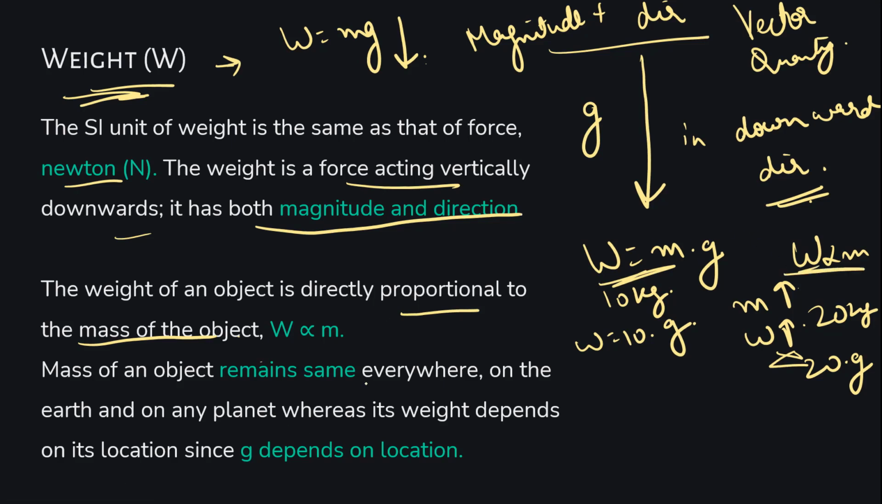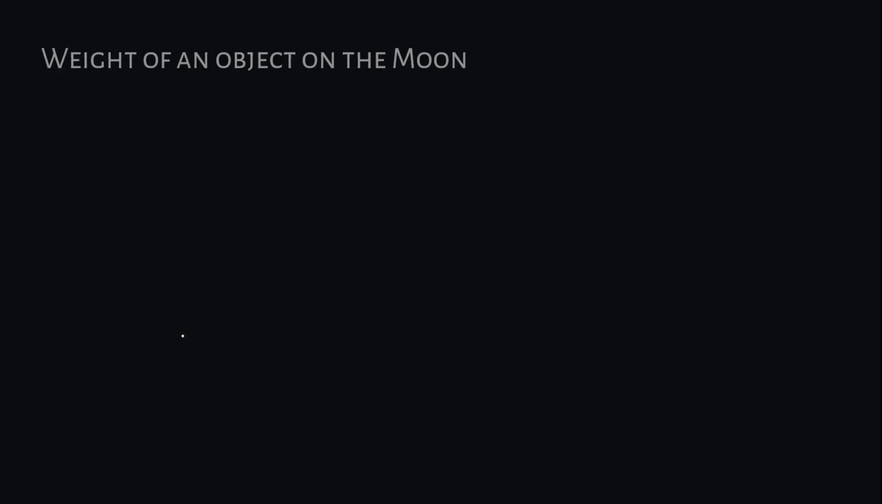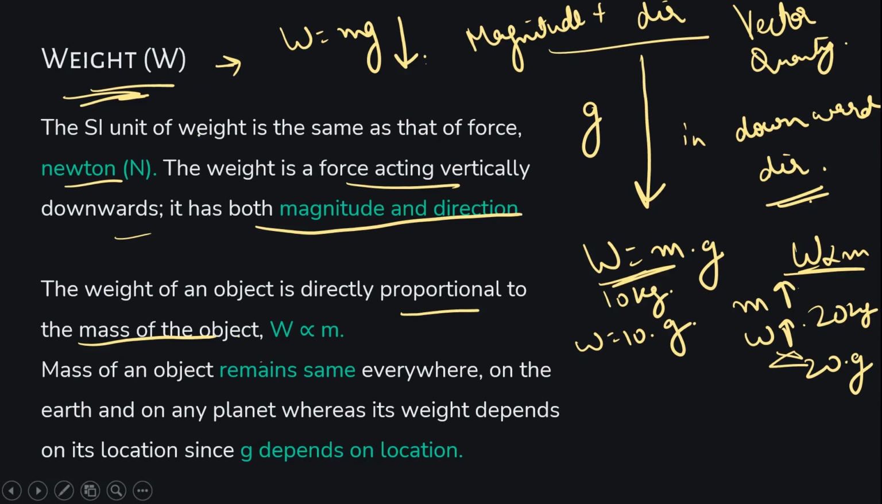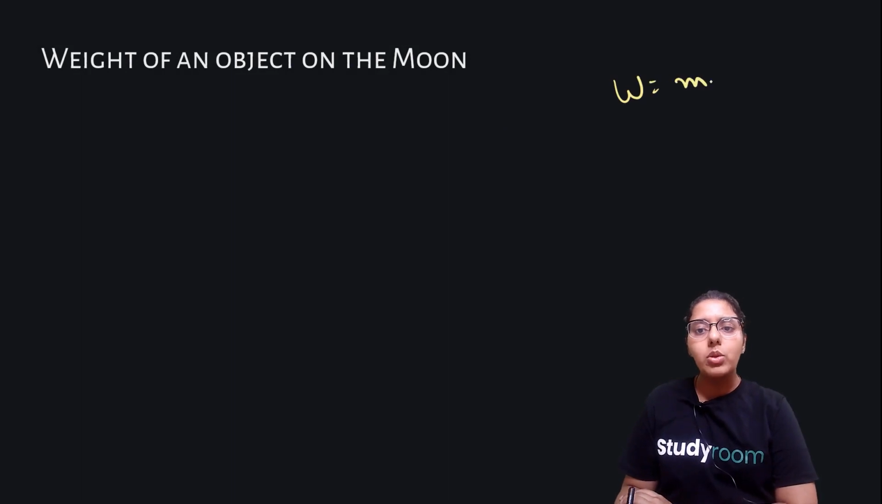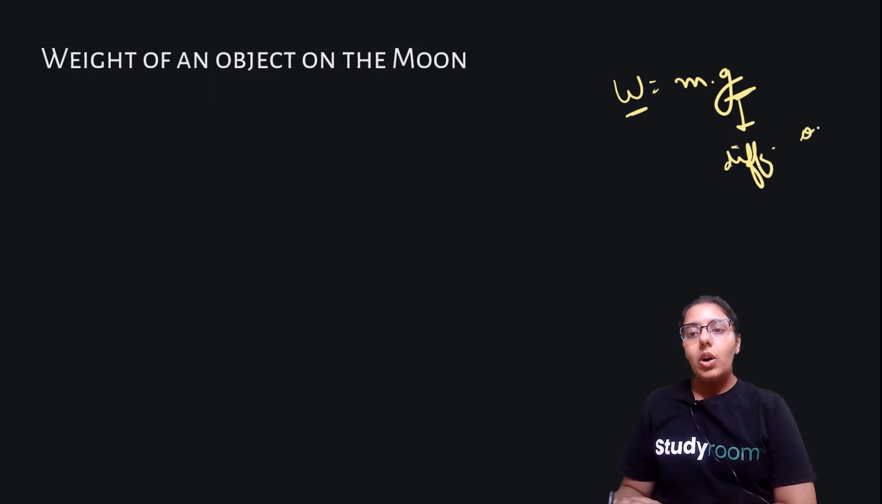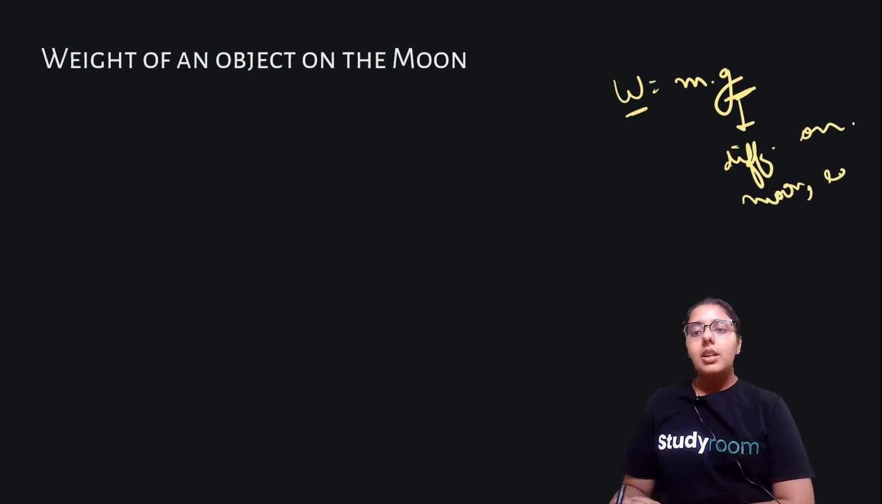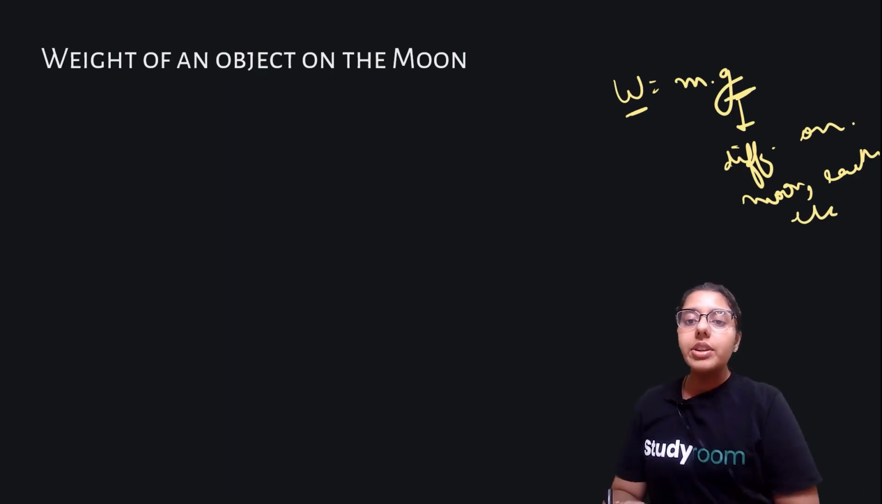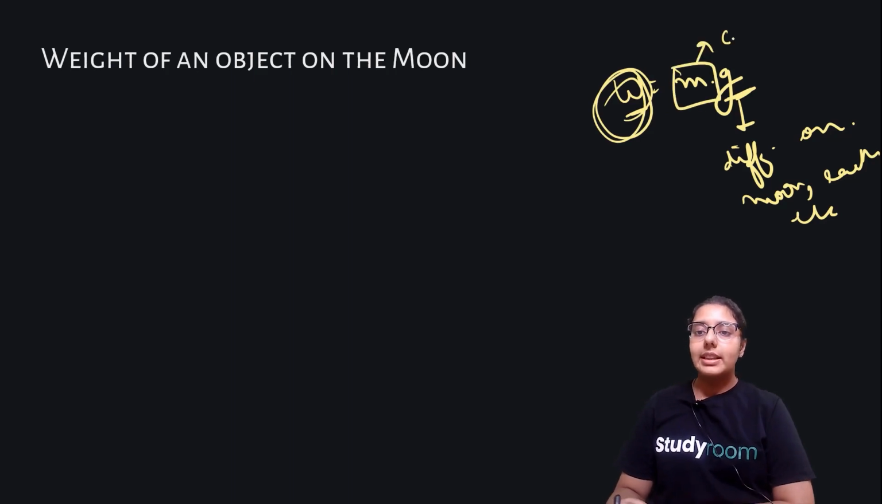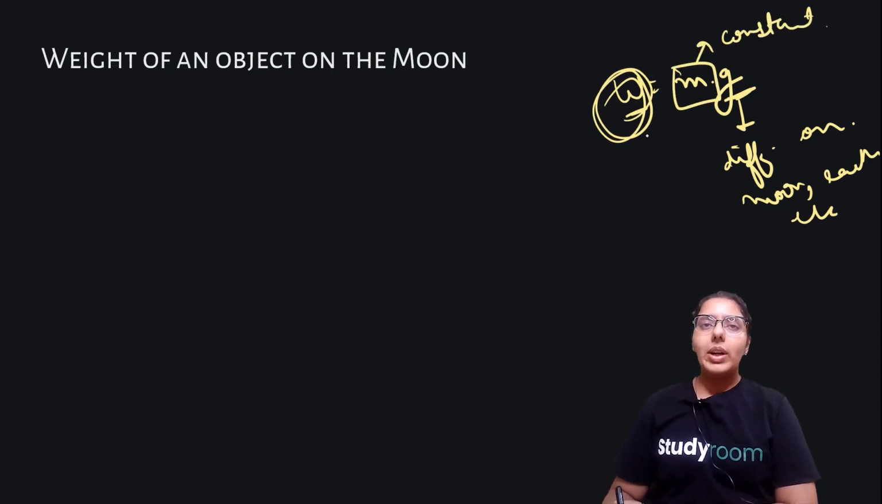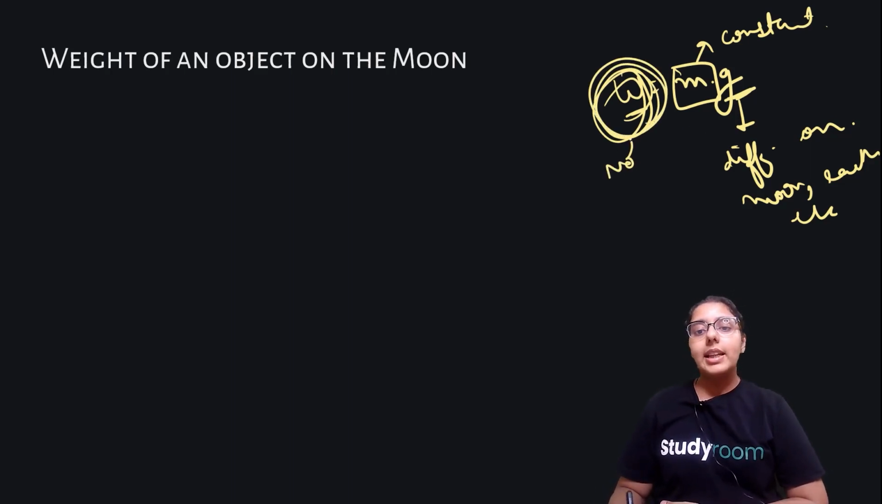The mass of an object remains the same. As we know, your mass is independent of the location, but your weight depends on the location. Why does weight depend on the location? Because weight has g in it. Correct? Weight is equal to m into g. Since weight is dependent on g, and g is different on the moon, earth, etc., your g is different on different platforms. That's why your weight varies, but your mass is constant. So suppose your mass is 20 kgs on earth, it will be 20 kgs in space. But if you're talking about weight, it is not the same.